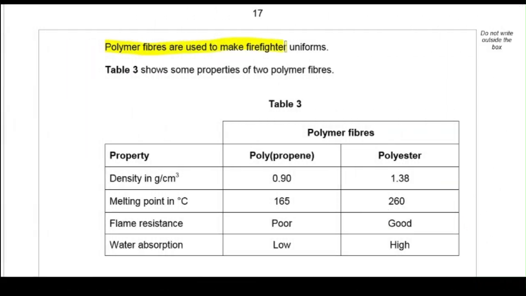Next question. Polymer fibres are used to make firefighter uniforms. Table 3 shows some of the properties of 2 polymer fibres. So in the table we've got some polypropene and some polyester, and we've got these properties: density, melting point, flame resistance, water absorption.